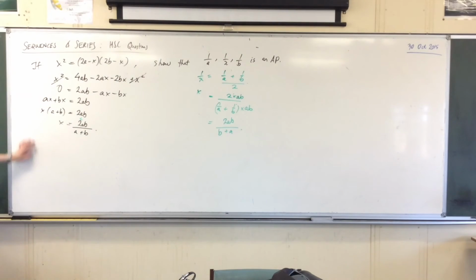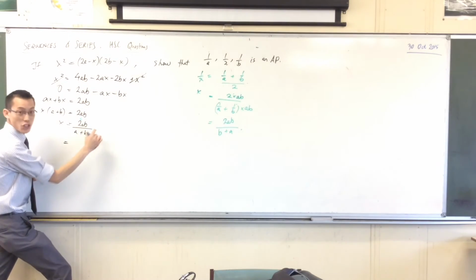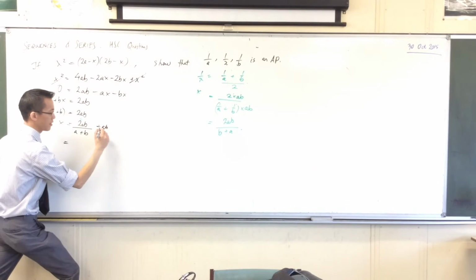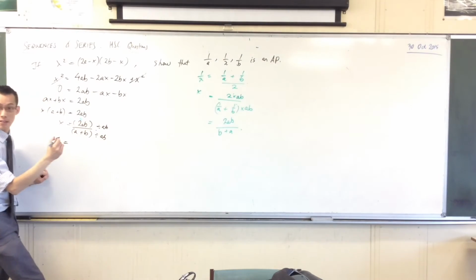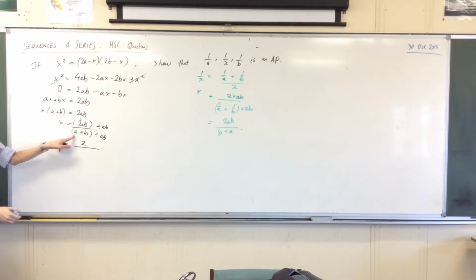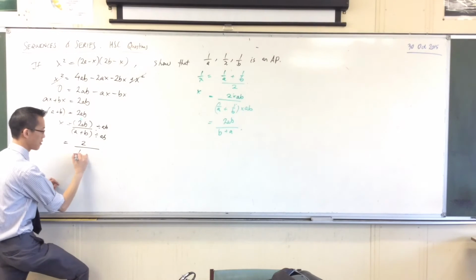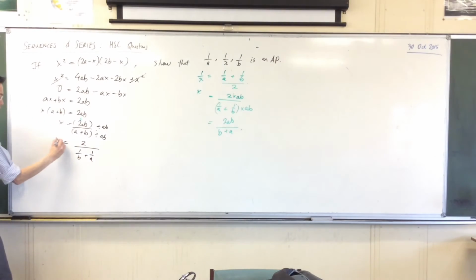Divided by AB. So I can literally do this in reverse, right? If I divide the top and bottom by AB, like that, I just end up with a 2 there. And then this turns into 1 over B. And this turns into 1 over A.